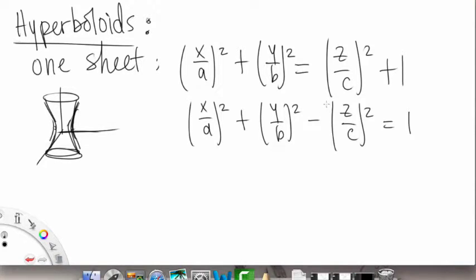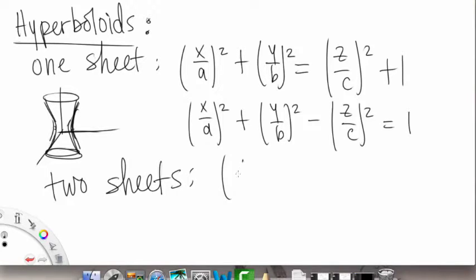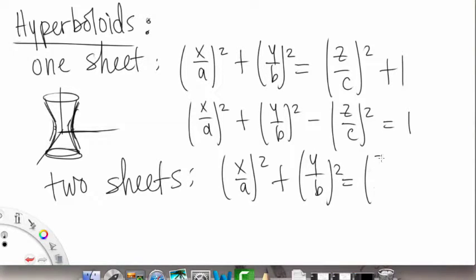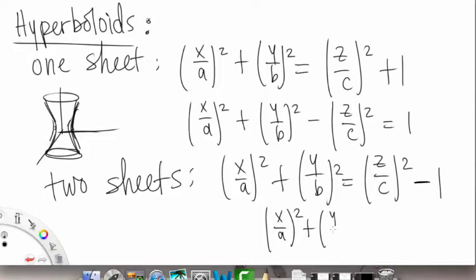And then the other classification would be two sheets, okay? So two sheets. And this one looks like the same thing, except for one minor but significant change. So we have that same original formula, except now instead of a +1, we have a -1, okay? And a way to rearrange that would be x over a squared plus y over b squared minus that z over c squared equals -1.